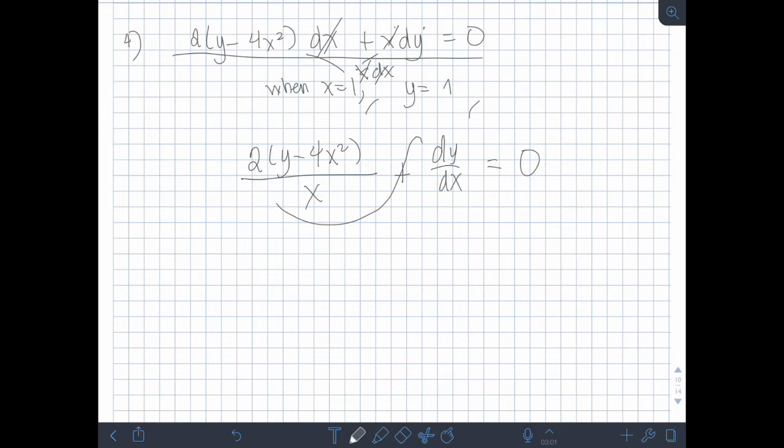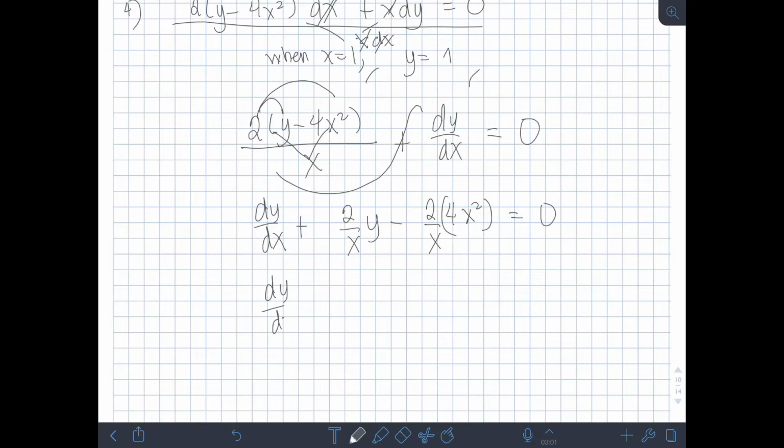So, lipat ko lang dito sa unahan yung dy over dx plus, so ito distribute ko, magiging 2 over x, tapos itong 2 distribute natin dito. So, y minus 2 over x times 4x squared equals 0. Or simply, dy over dx plus 2 over x y minus, cancel dito yung isang x, tas 2 times 4 is 8x is equal to 0.